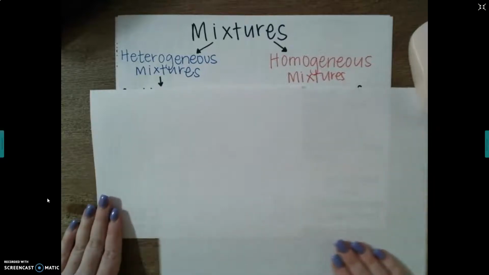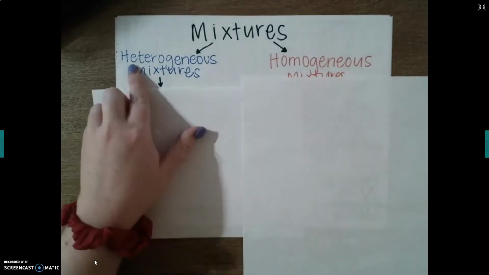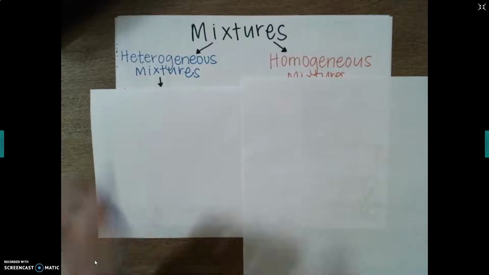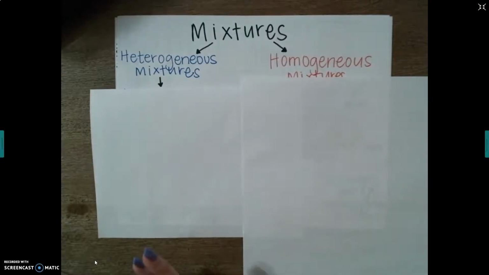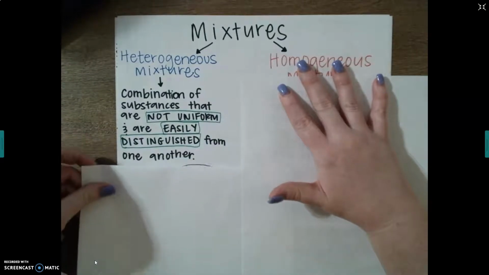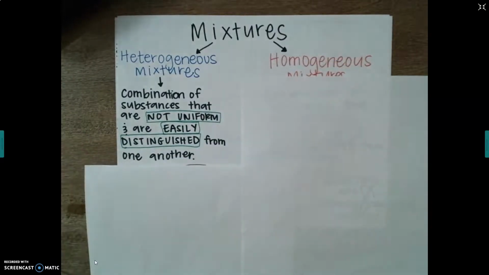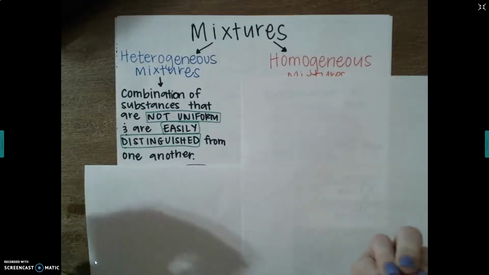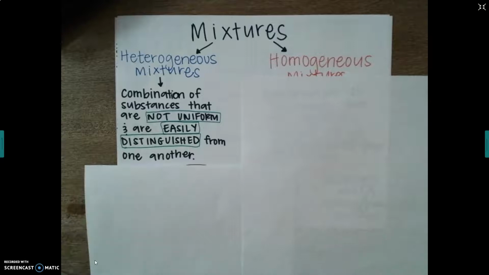So, heterogeneous mixtures, this prefix hetero, we know is going to mean things that are different from one another. They're going to be inconsistently sized. So heterogeneous mixtures are going to be a combination of substances that are not uniform, meaning that they're not the same size, they're not evenly dispersed, and they're easily distinguished. I can tell that that is one particle and that is something totally different. They're not going to be easy to blend in together. It's going to be easy to tell that they're two separate things.